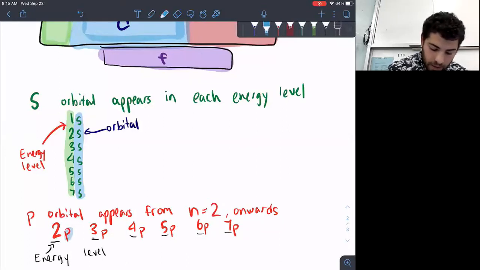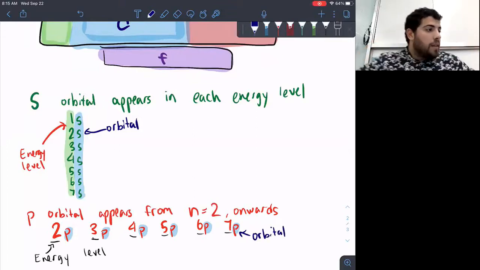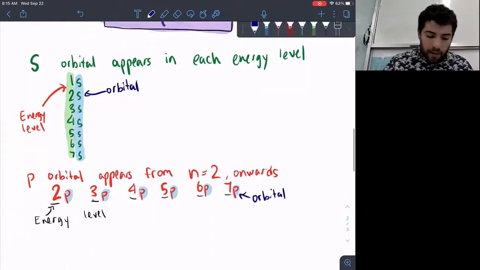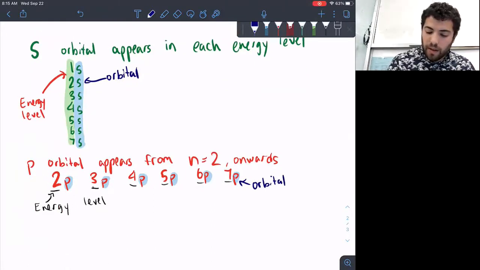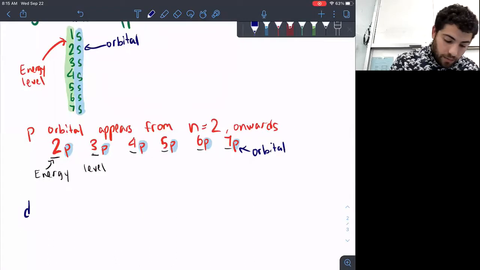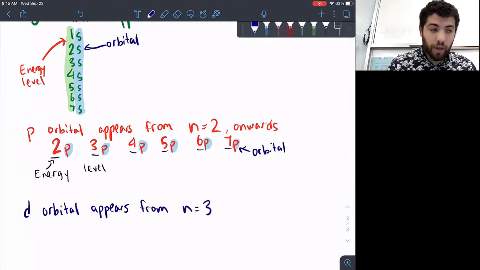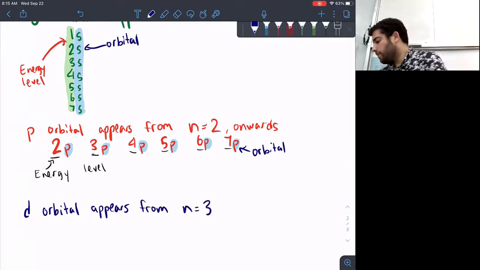And then this guy in the back is going to be the orbital. All right. Again, with the d orbital, it's actually going to follow kind of the same trend we just had. D orbitals appear from n equals 3. And again, that's going to be onward.